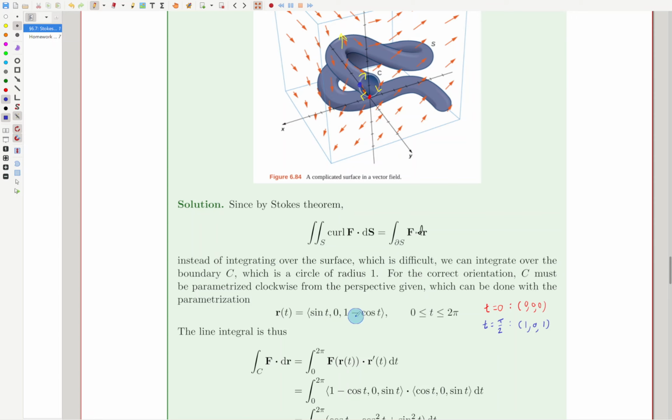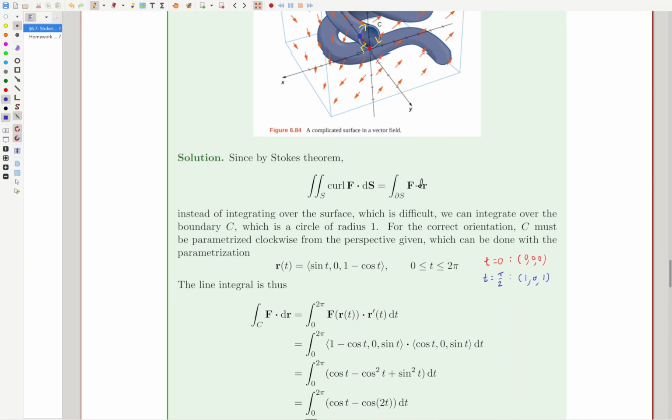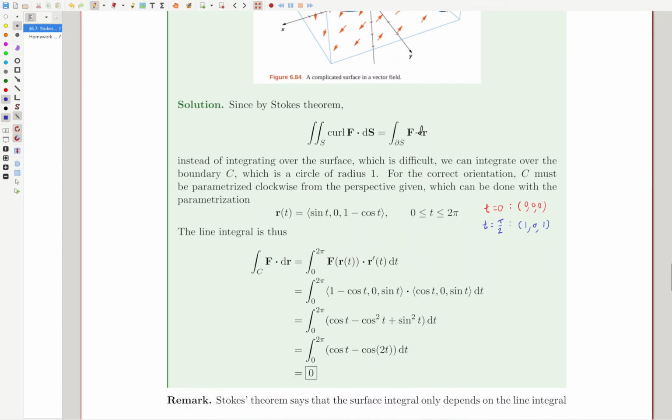So the sine and minus cosine is giving you the counterclockwise orientation. The plus 1 is shifting the z coordinate up by 1. You can think of it that way also. Okay, so this is the parameterization. Now, to compute the line integral, we insert the parameterization, so we go from 0 to 2 pi. We do f of r of t dot with r prime of t dt.